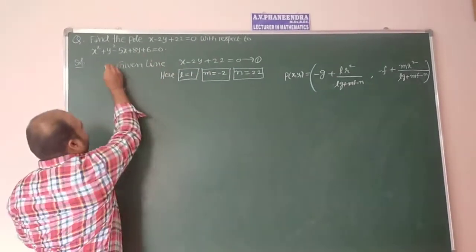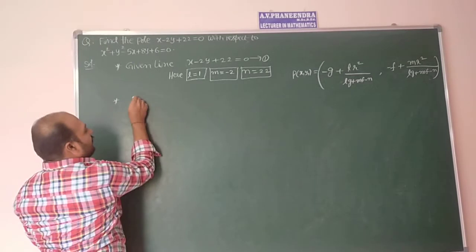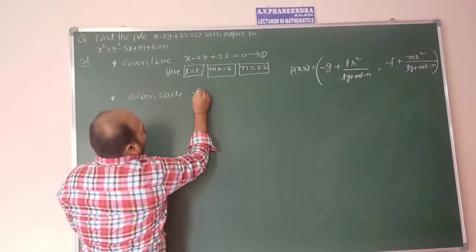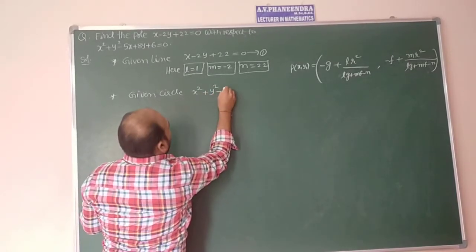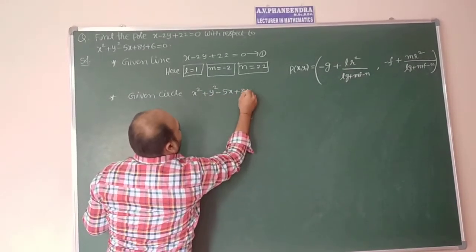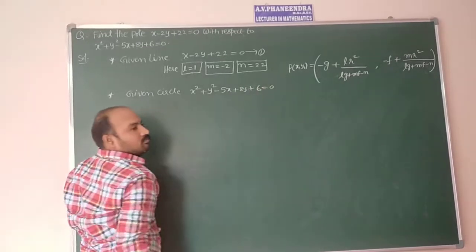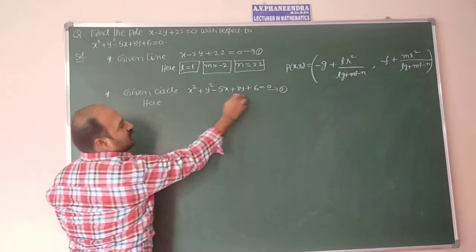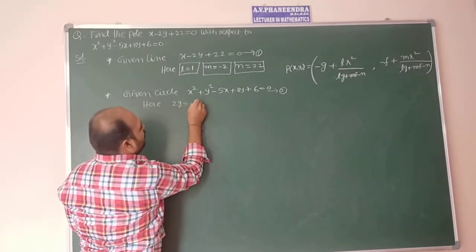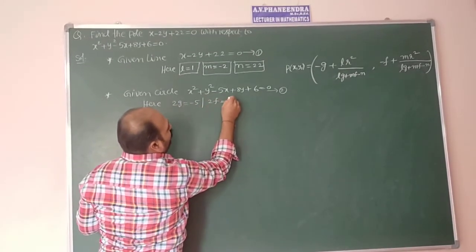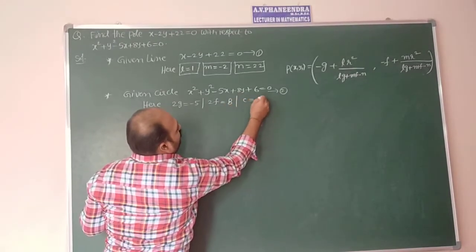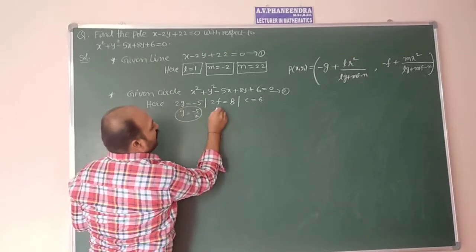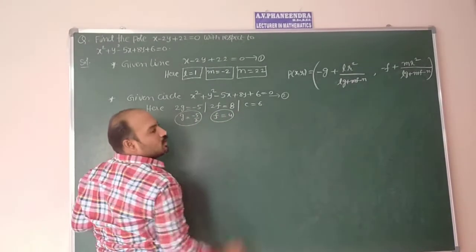First step is over, come to the second step, given circle. x square plus y square minus 5x plus 8y plus 6 is equal to 0, equation number 2. If you compare with the general equation of circle, here 2g equal to minus 5, 2f equal to 8 and c is equal to 6. So g is equal to minus 5 by 2, f is equal to 4, c is equal to 6.